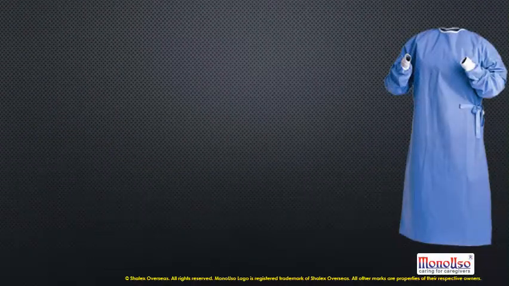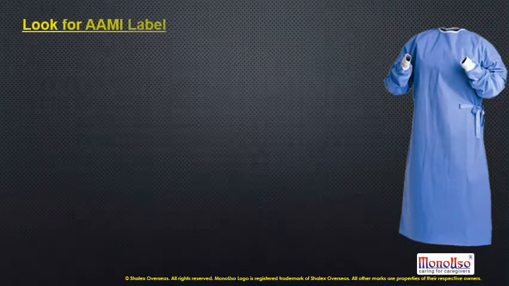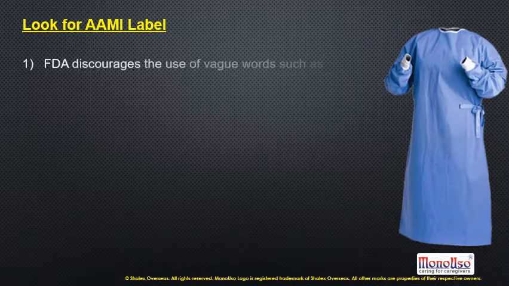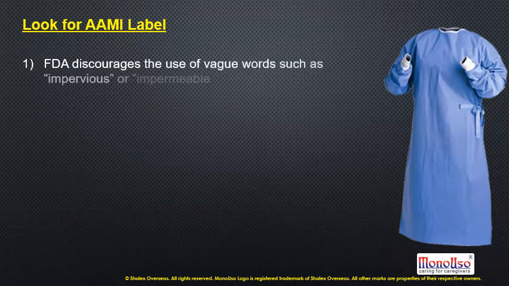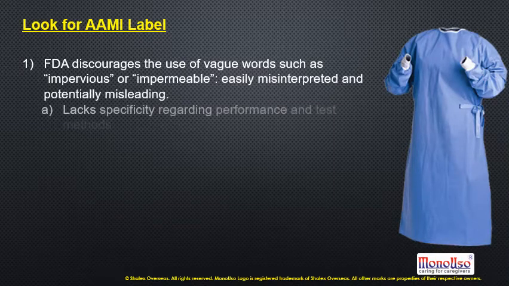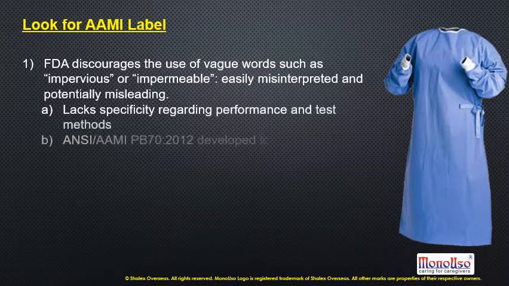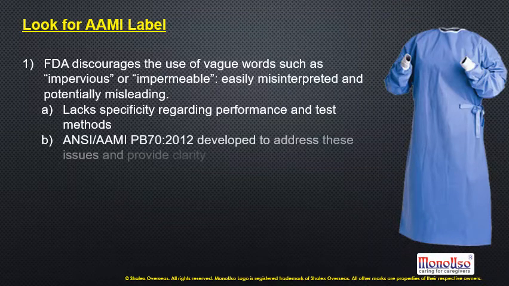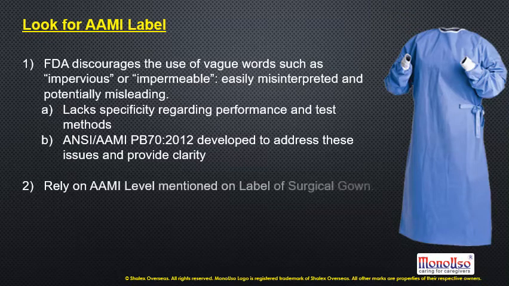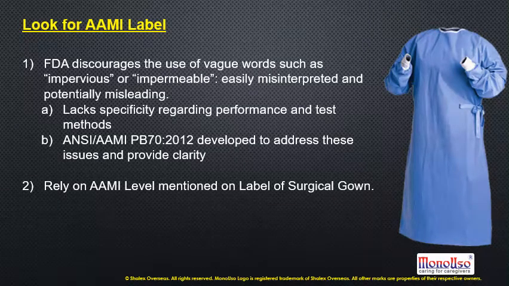As an end user, how can you tell that the gown you use complies with any of these standards set by AAMI? First, don't rely on the language that may be used. Vague terms such as impervious and impermeable are easily misinterpreted and can mislead. Such language lacks specificity regarding test methods and performance. Instead, rely on the AAMI level mentioned on the label of the surgical gown. That is the best assurance of the barrier protection that the surgical gown provides.